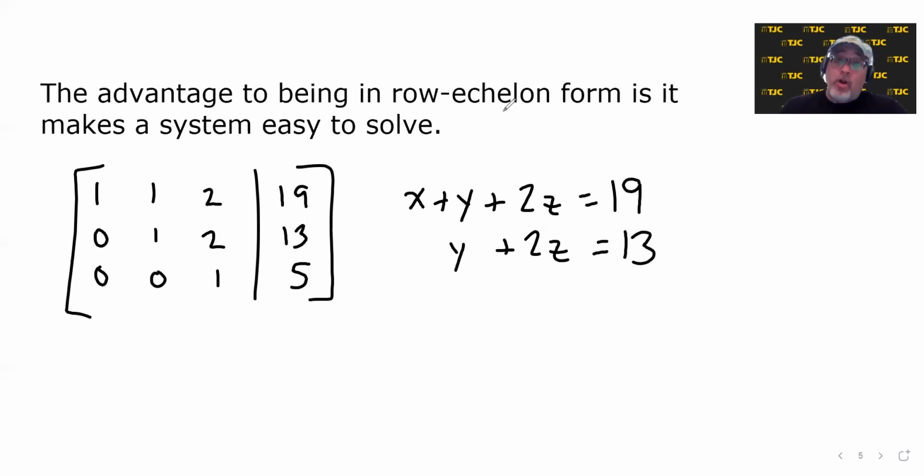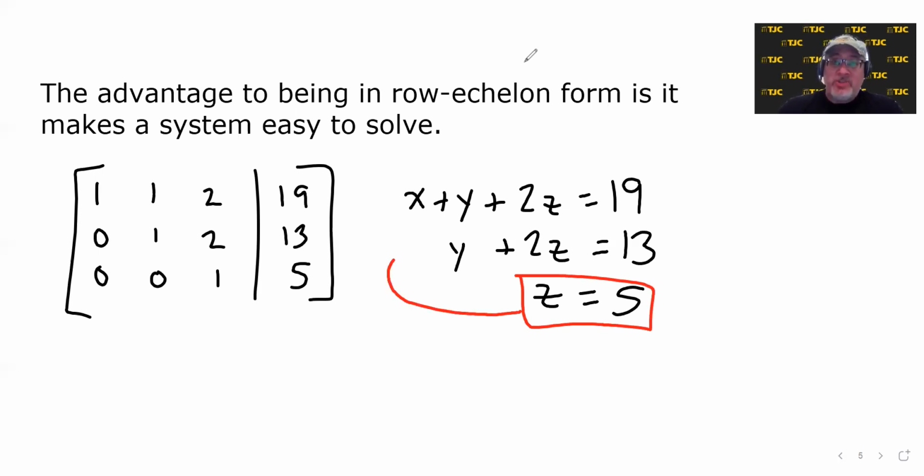Well, what would the bottom row represent? Well, the first 2 zeros mean no x's and no y's. And then the 1 in the third column right here means 1z equals 5. So the advantage to an augmented matrix representing a system being in row echelon form is you already know the value of one of your variables. The bottom equation says z is equal to 5, but it goes deeper than that.